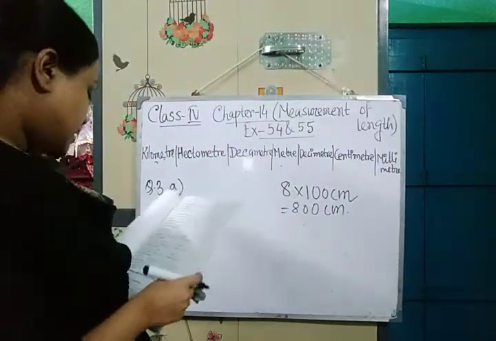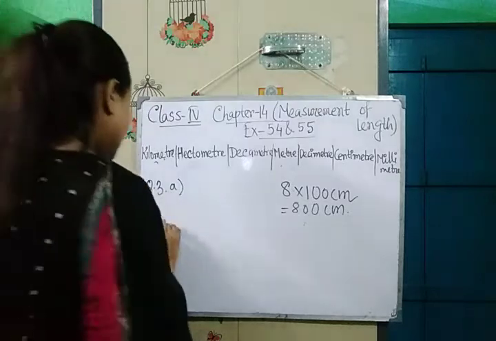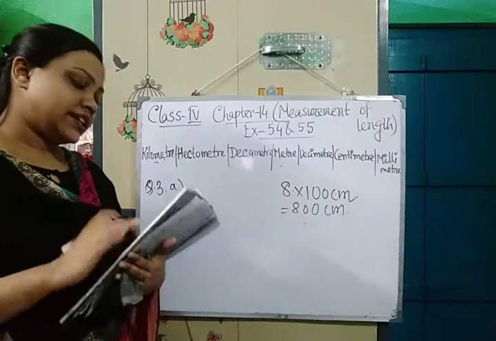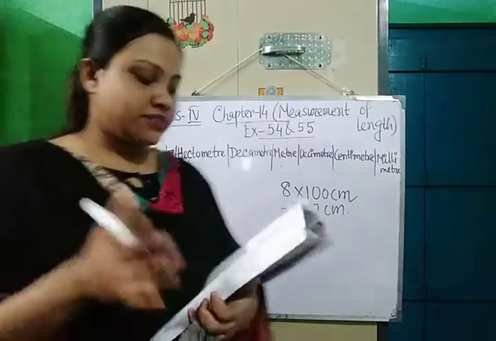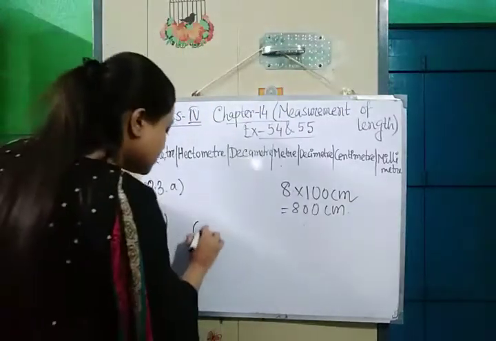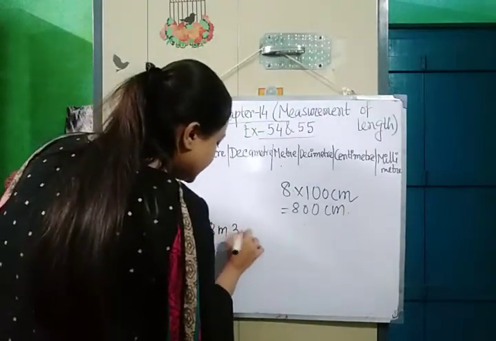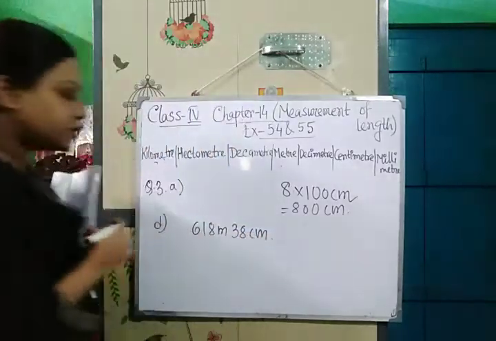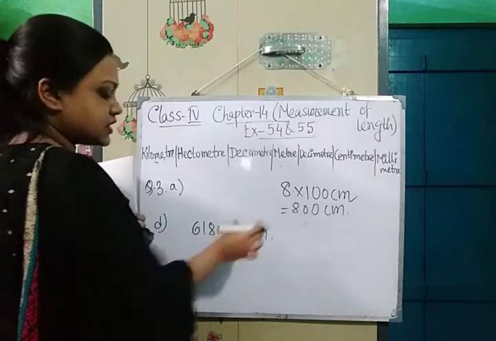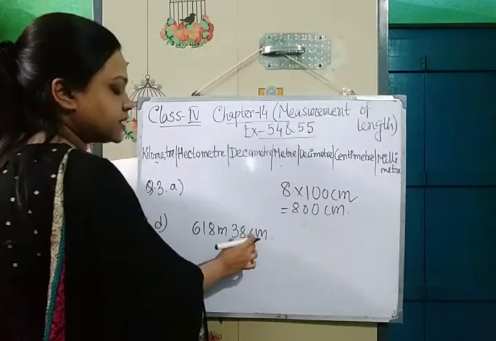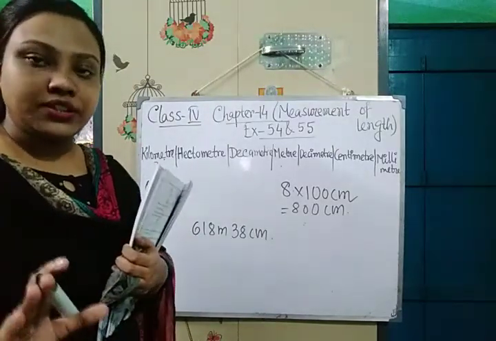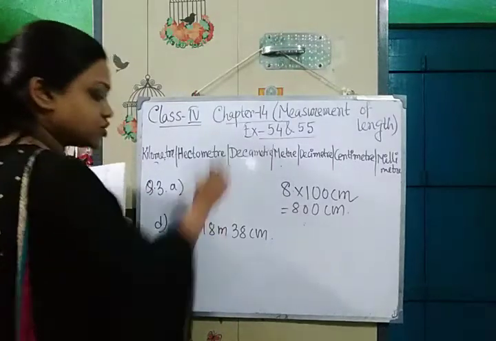Okay. Next I am doing question number 3 D, which is 618 meter 38 centimeter. You have to convert the whole thing into centimeter. So what will we do? We will convert this meter to centimeter. But 38 centimeter is already in centimeter, so we will not do anything with 38. We will convert this meter to centimeter.